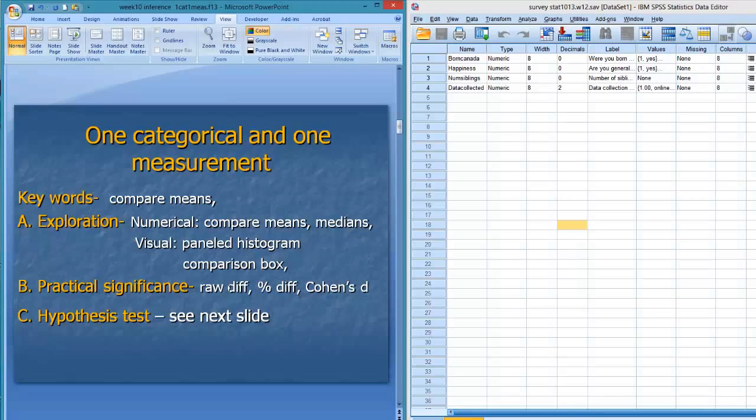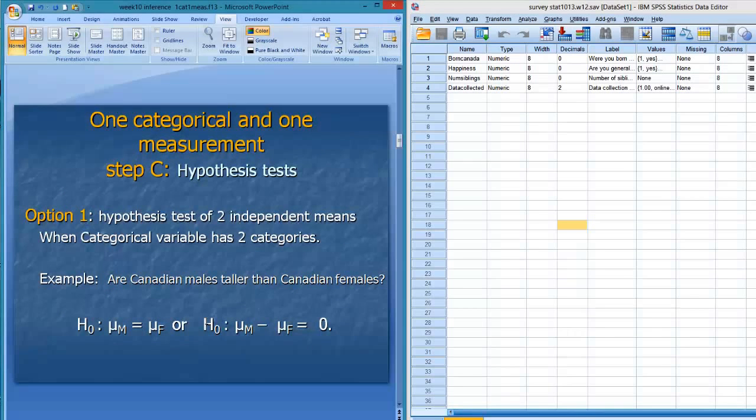Practical significance will be raw difference, percent difference, and Cohen's d, and the hypothesis test will look like so. Two independent means when the categorical variable has two categories. For example, are Canadian males taller than Canadian females? The null hypothesis looks like this: the mean of males equals the mean of females. We start off with a null hypothesis that they're the same, or that the difference between them is 0.